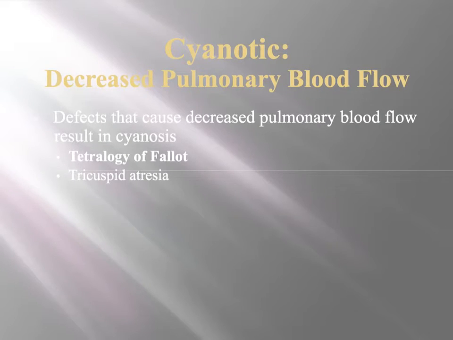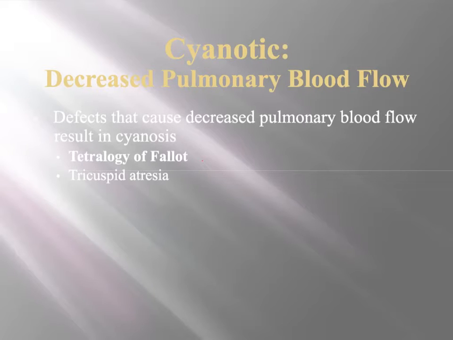Okay, so cyanotic lesions. Now we're going to be thinking about, okay, these kids are going to have cyanosis a lot. But we have two different forms, right? We have cyanotic lesions that cause decreased pulmonary blood flow or mixed blood flow. We're going to start with decreased pulmonary blood flow. We're going to talk about tetralogy of Fallot. This is when you have an obstruction to the blood flow to the lungs, or you have embryonic failures that result in no connection of right-sided blood flow to the lungs.